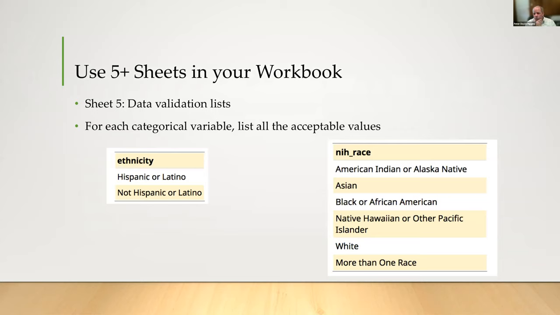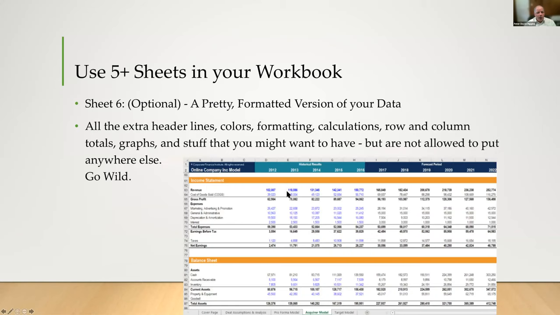Your fifth sheet should be your data validation list. And here are a couple more examples for categorical variables, NIH ethnicity, NIH race standards. And your optional spreadsheet, this is where you can go wild, format it, color it for showing to other people, not for data purposes. But make an extra tab, do that. Just don't pollute your other tabs with this.